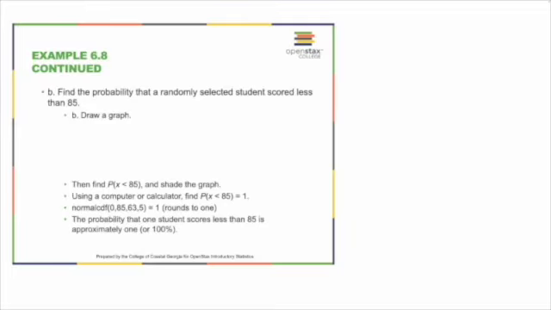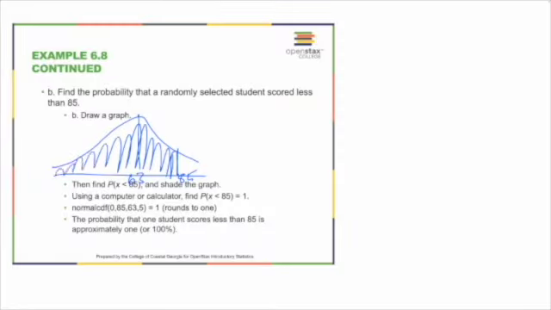Okay, so using those same numbers, draw a graph for the probability that a randomly selected student scored less than 85. So if I have my curve, our mean was 63. So that's going to go in the middle. 85, and we want the probability that a student scored less than that.